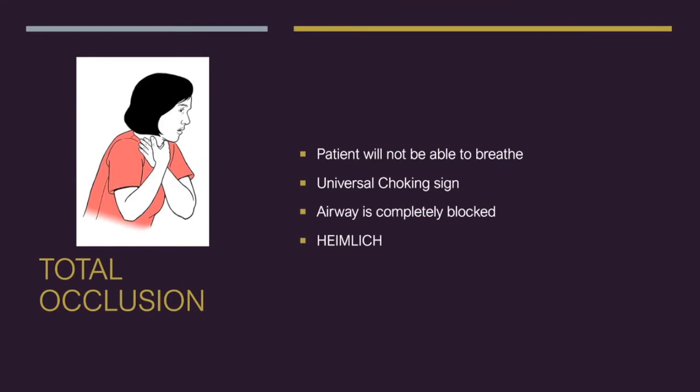And so that's where we get to a complete obstruction, or a total occlusion. This is when the patient will not be able to breathe at all. Their airway is completely blocked by whatever foreign object it may be. Typically, if they're alert, they're going to start performing the universal choking sign, which you see in this picture right here, where they put their hands up towards their throat. It's kind of instinctive, because when you can't breathe, the first place you go to is your throat. In this situation, we are going to want to utilize that Heimlich maneuver.